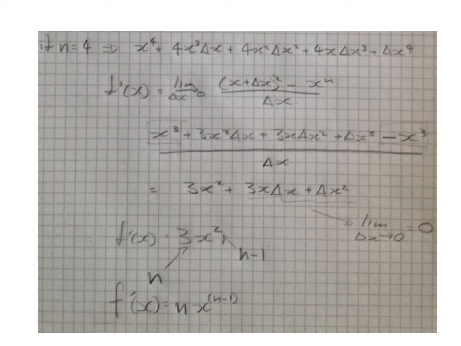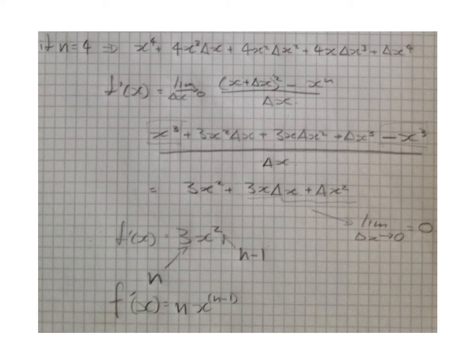Yeah? And the important thing is that if you do this with, we've done it with 3, okay, and we've got 3x squared. So what we've done is we've taken the exponent, it was 3, it's now 2, so it's the exponent minus 1, and we've taken the exponent that was 3 and moved it down to the front as well. So the gradient of x cubed in this case is 3x squared.